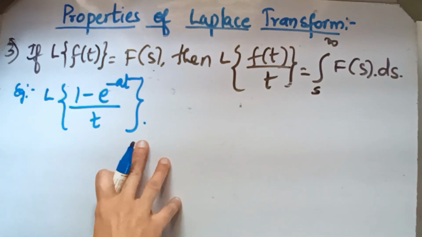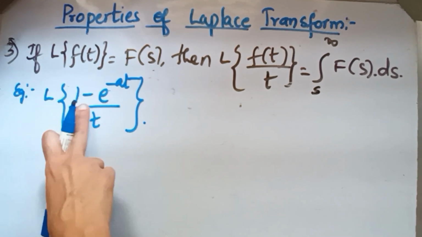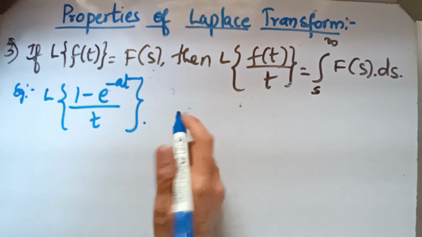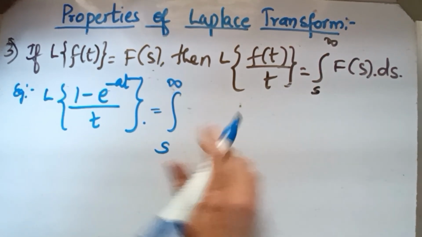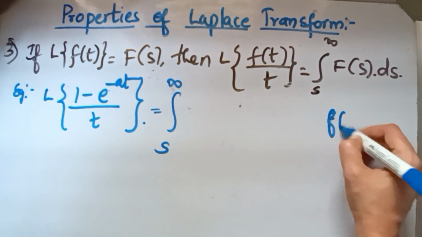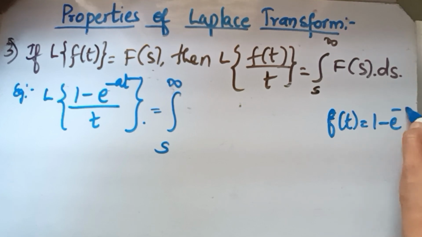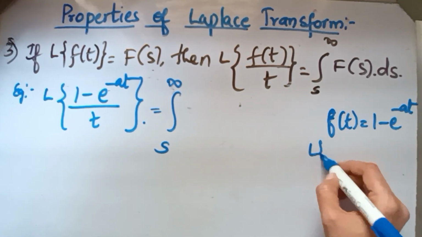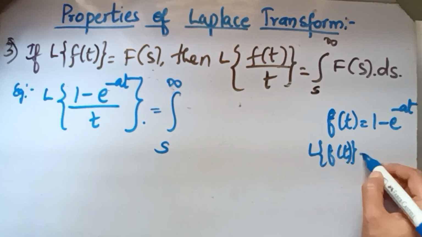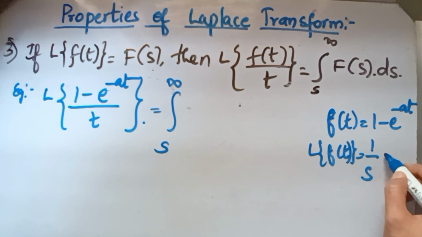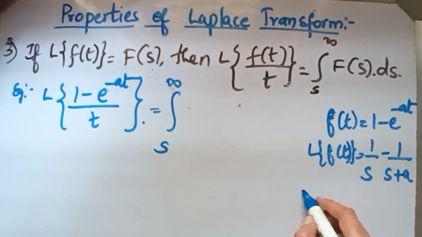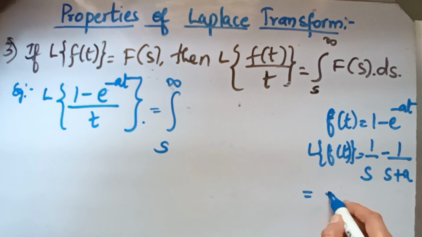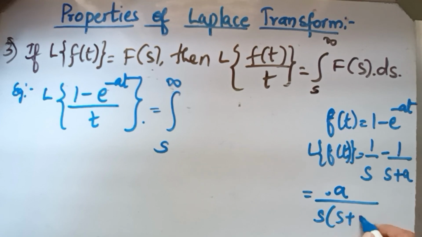See one more example. Find the Laplace transform of (1 minus e power minus at) by t. So as per this property, integral from s to infinity of F of s. Here, what is f of t? f of t equals 1 minus e power minus at. We need the Laplace transform of f of t. What is the Laplace transform of 1? 1 by s, minus the Laplace transform of e power minus at, 1 by s plus a. So this gives you (s plus a minus s), which is a by s into (s plus a).